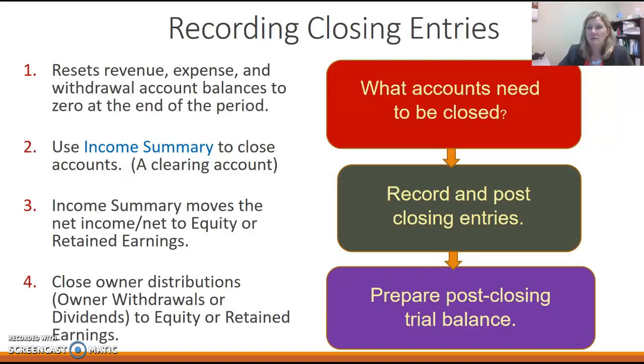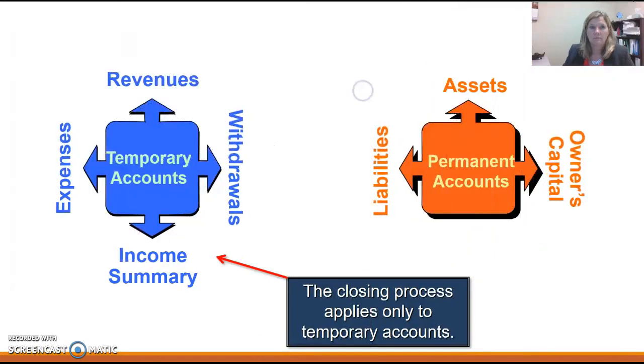I want to know how I did in 2016, in 2017, in 2018, etc. So I need to close those accounts out. We're going to use an account called Income Summary, whose sole purpose is for closing entries. This becomes the clearing account for closing those temporary accounts that need to be closed. Income Summary moves that net income or net loss that we generated in that accounting period over to the equity section of our balance sheet, where our permanent or real accounts reside. We then close the owner distributions, either owner withdrawals or dividends, into that equity account, retained earnings or owner's equity.